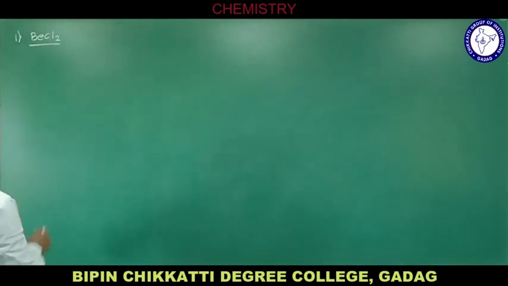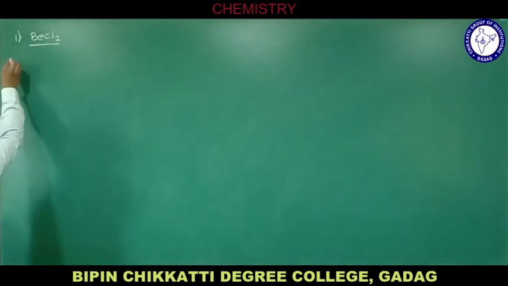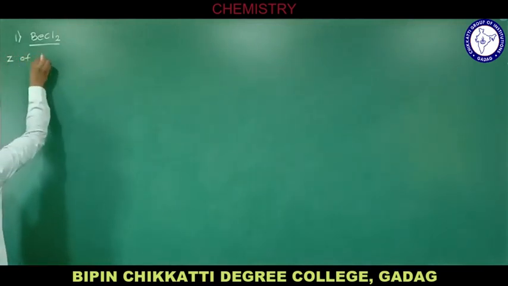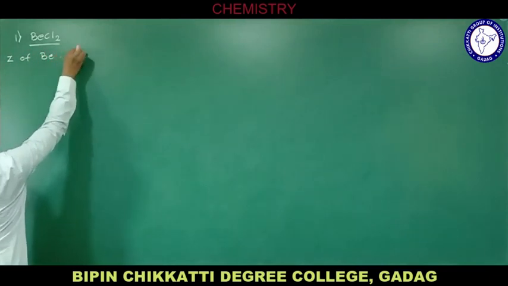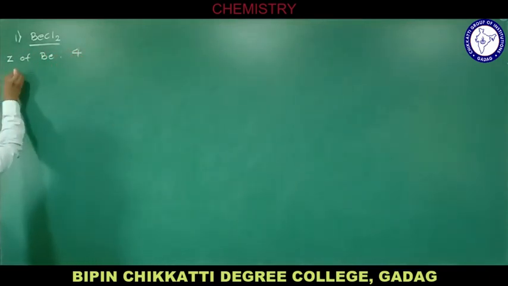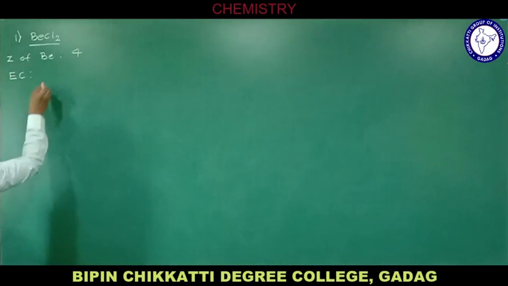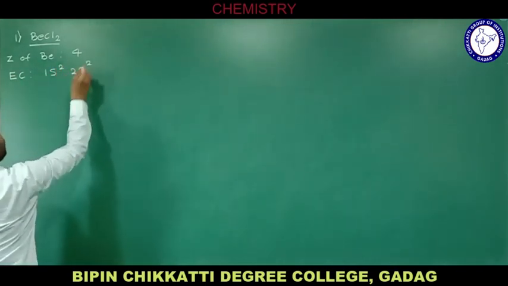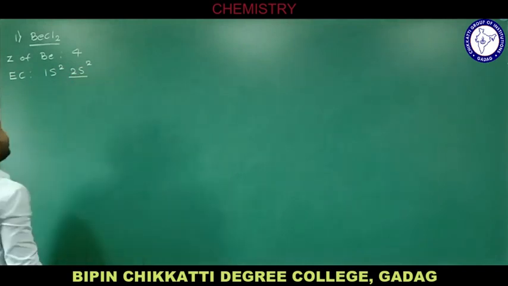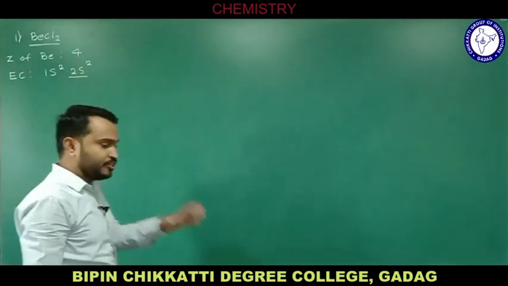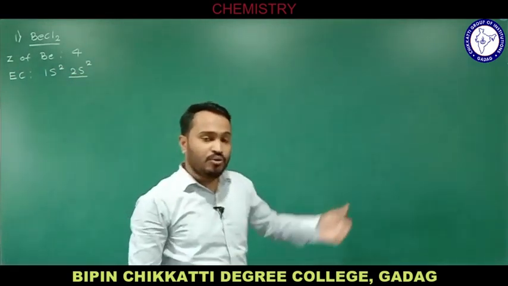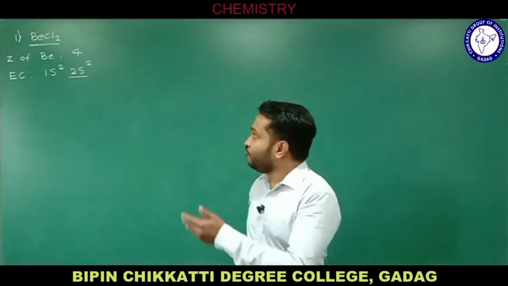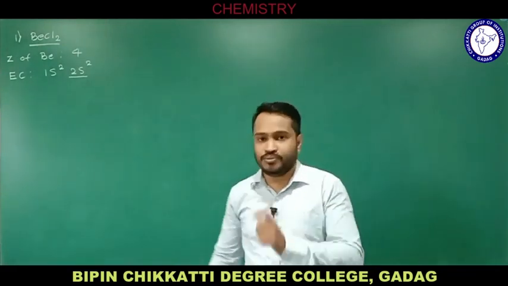Based on that, what would be the geometry and the bond angle present in BeCl2? The atomic number of beryllium is 4. The electronic configuration of beryllium is 1s2 2s2. The number of valence electrons in beryllium is 2. 2s will be the outermost shell, and therefore the number of valence electrons will be 2.